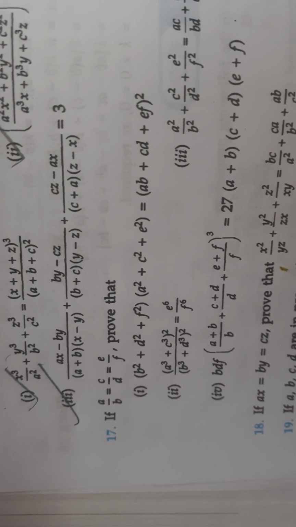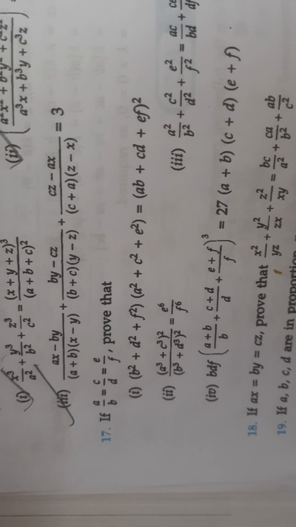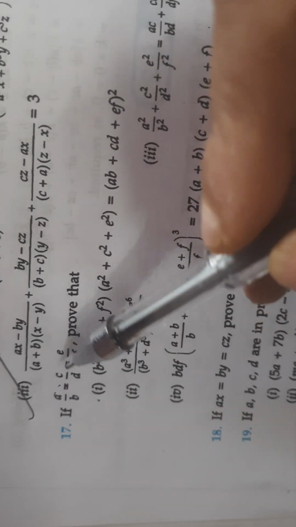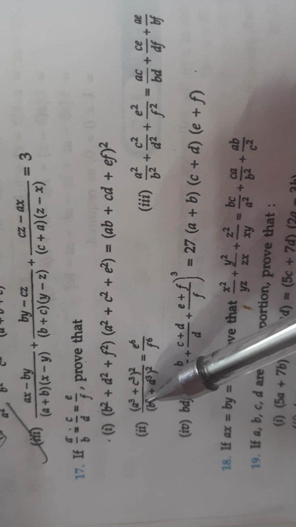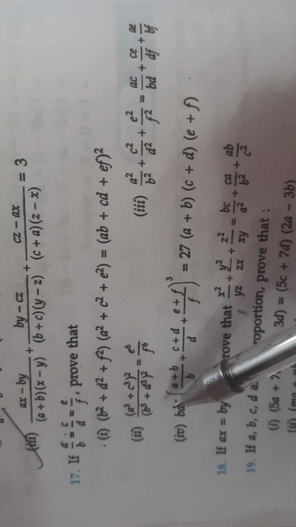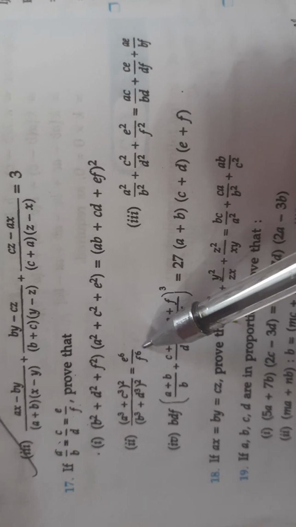Today I'm going to explain question number 17 part 2 from exercise 6.2, ratio and proportion. The question is: if a/b = c/d = e/f, prove that ((a³ + c³)/(b³ + d³))² = e⁶/f⁶. Right?